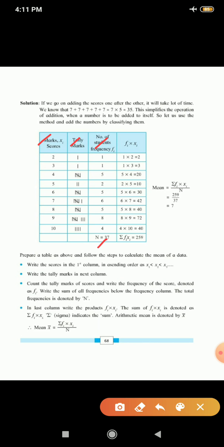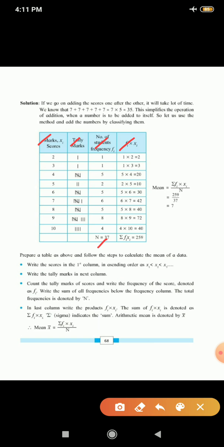Now the last column, Fi into Xi, means you will multiply Fi, that is the frequency, and the score. So 1 into 2 is 2, 1 into 3 is 3, 5 into 4 is equal to 20, 2 into 5 is 10, 5 into 6 is equal to 30, 6 into 7 is 42, 5 into 8 is 40, 8 into 9 is 72, 4 into 10 is 40.